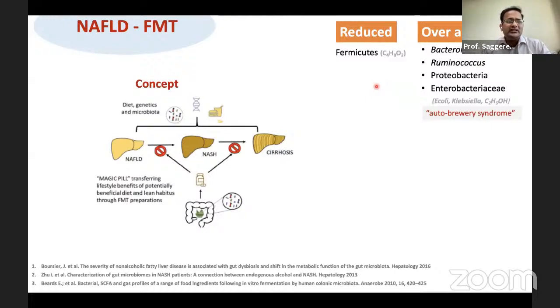So the next presentation in liver disease would be NAFLD, the non-alcoholic fatty liver disease. Definitely, this is one of the diseases where the pathogenesis is centered around the gut and dysbiosis. It has been shown that the butyric acid producing, short chain fatty acid producing Firmicutes are reduced in patients with NAFLD. Additionally, there is overabundance of the bad guys, mainly the ethanol producing E. coli and Klebsiella, enriched in these patients with NAFLD. It is called auto brewery syndrome. So the concept is that giving these magic pills of FMT will decrease the chances of NAFLD progressing to NASH, and NASH progressing to cirrhosis, by decreasing the gut inflammation or gut dysbiosis. So what is the data we have on the clinical side?